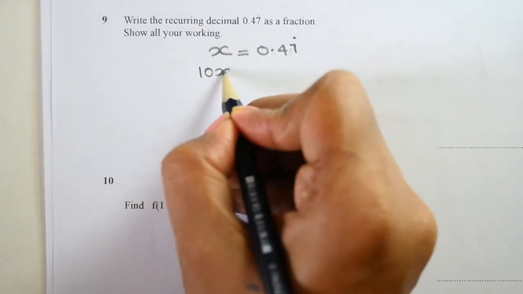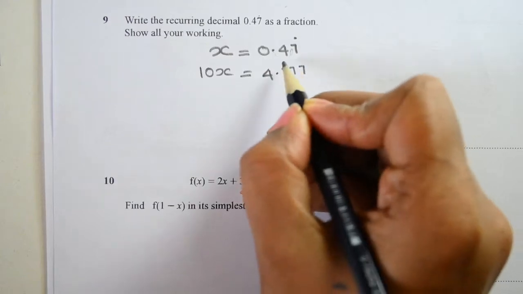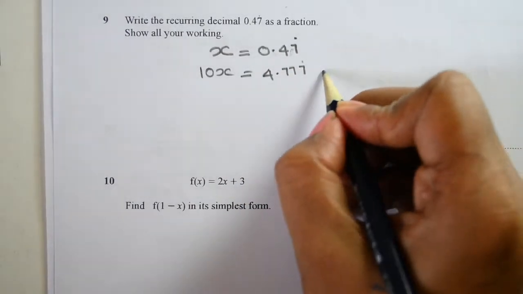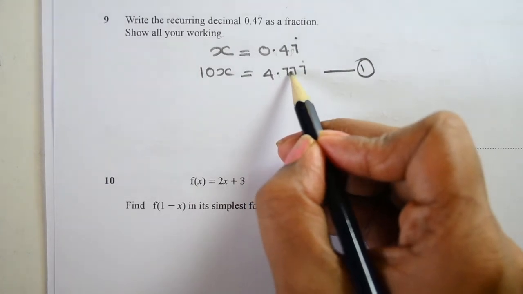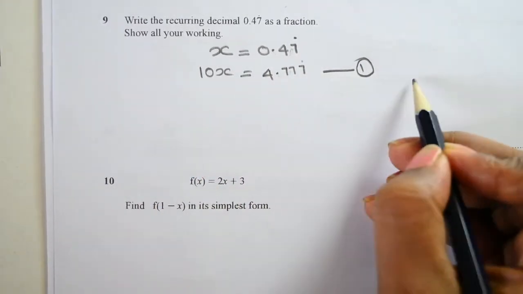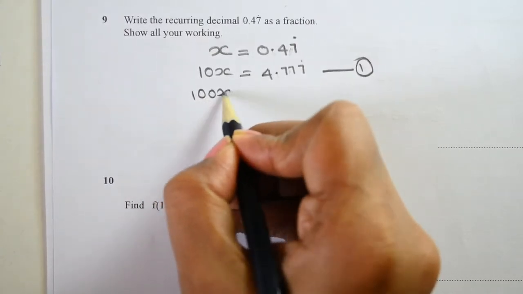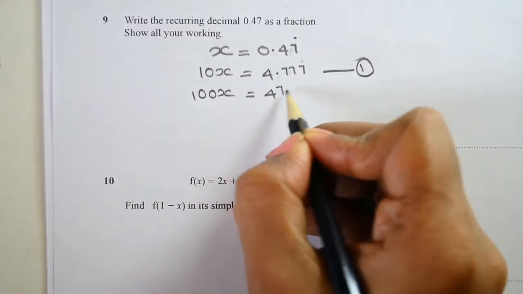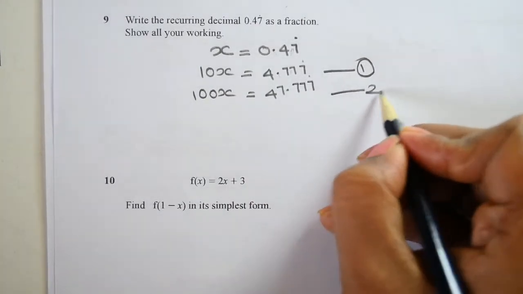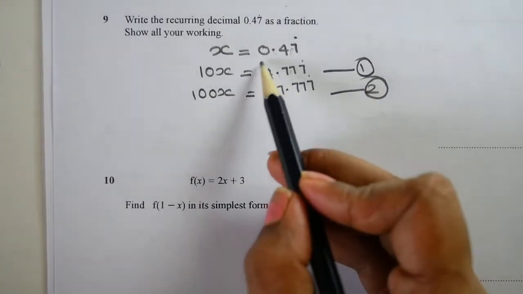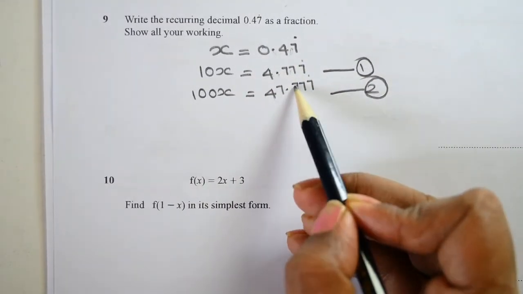So 10x is equal to 4.777 recurring. This is equation number 1. Again I have to change this point here. So again I have to multiply it by 10. So at that time this 10x becomes 100x is equal to 47.777 recurring. This is equation 2. Every time first you have to change one point, after number 1 point, then again you have to change it.